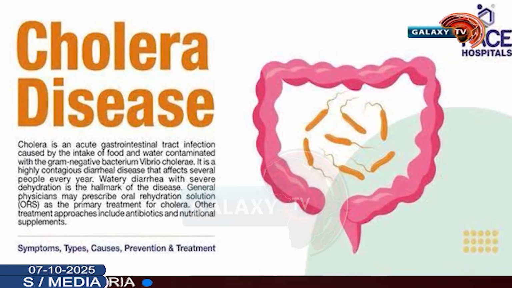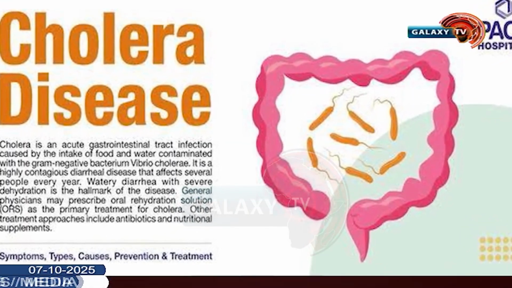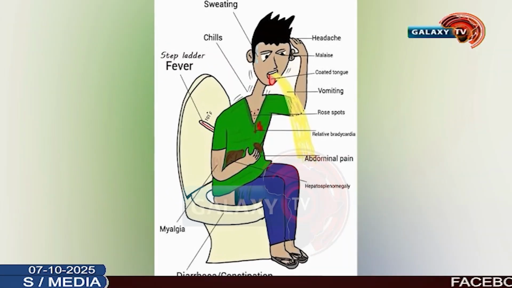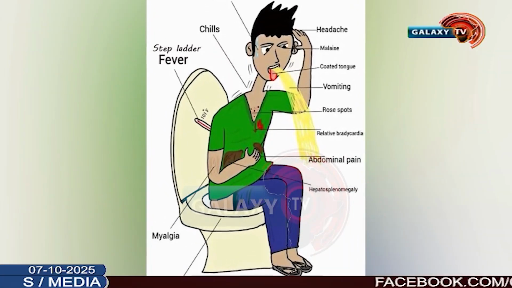So once one gets cholera, how do we know? The symptoms or presentations of cholera include vomiting. There will be rapid successive vomiting. There will be passage of watery stool, frequent passage of watery stool. Characteristically, it looks like rice water. We call it rice water stool.